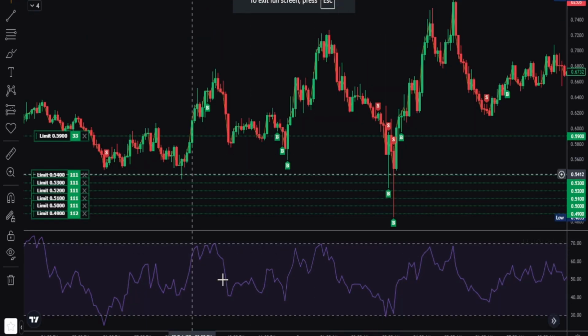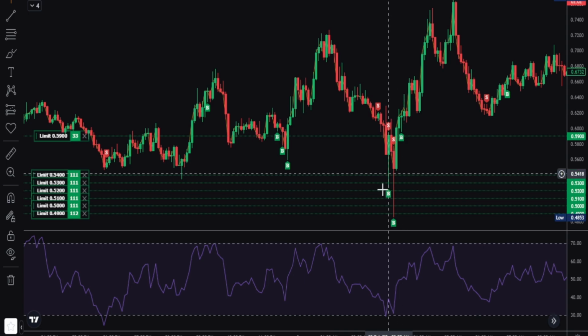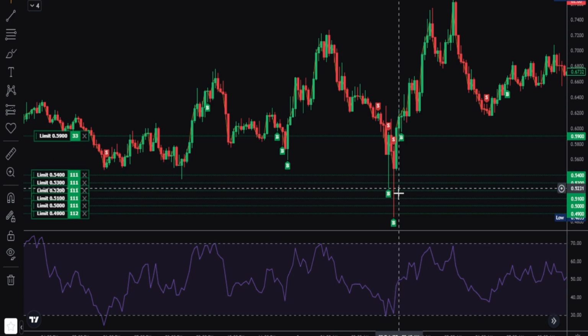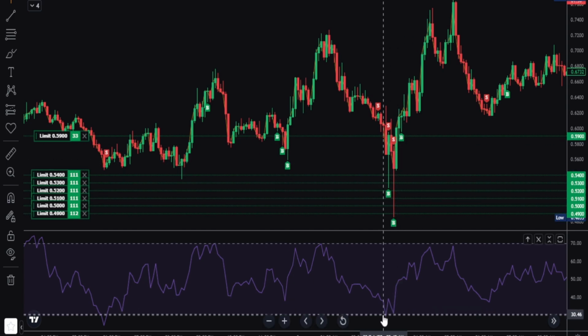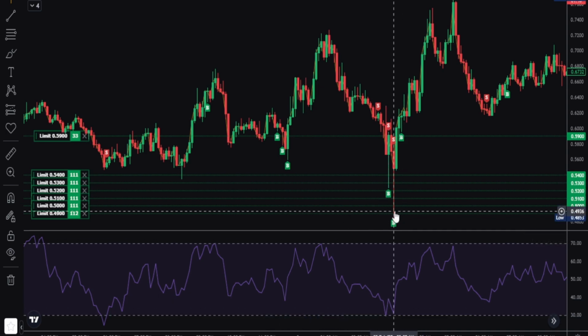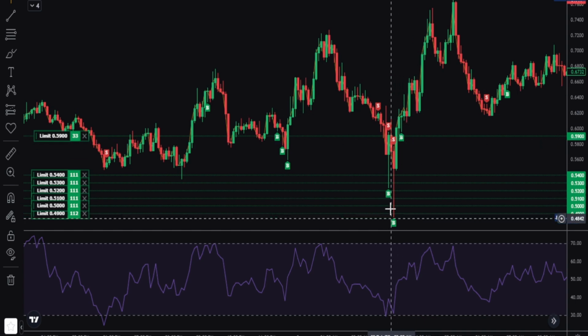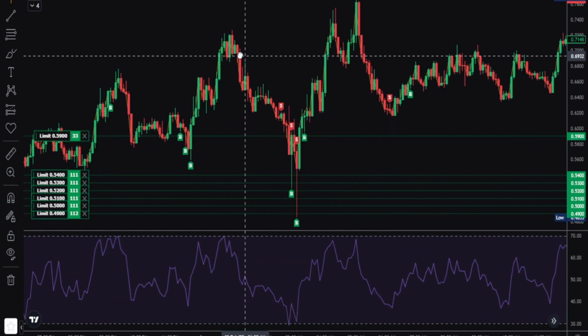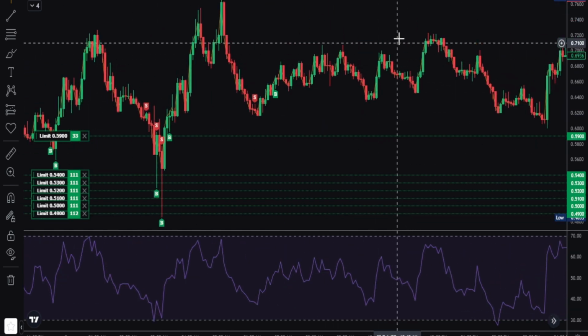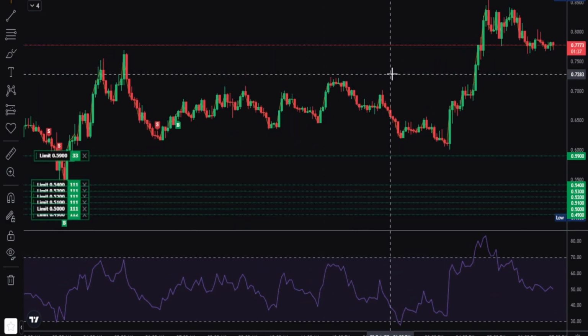Right here you see that the market came down to this level. RSI can actually go below this 30 level, but seeing how volatile this particular token is, I started buying around this area, and you can see that this actually went up very well for me.